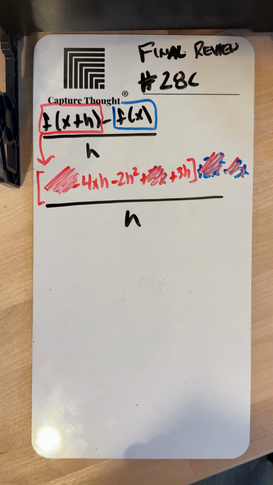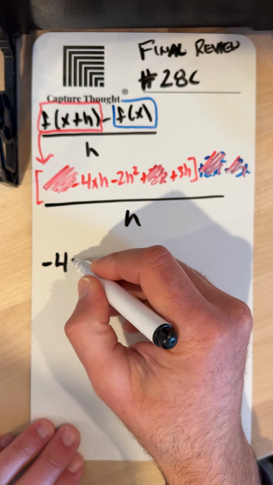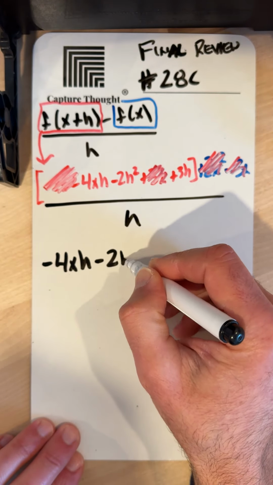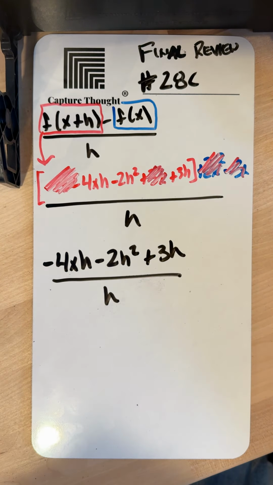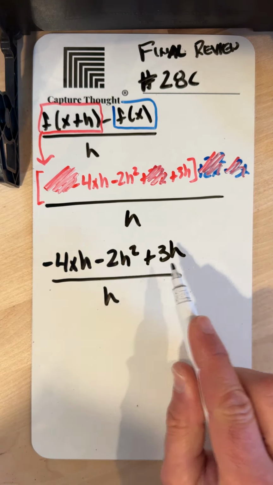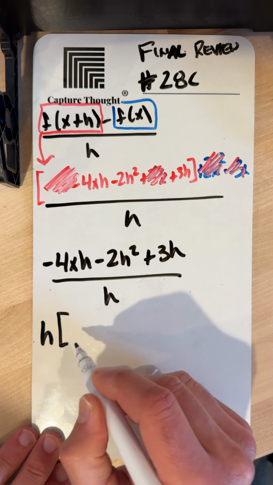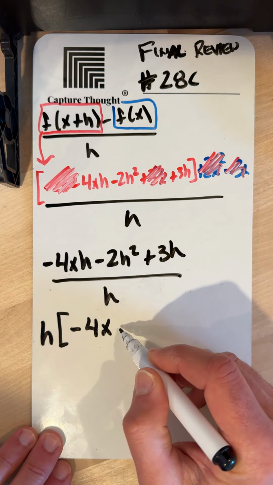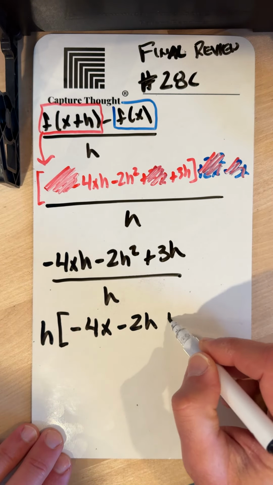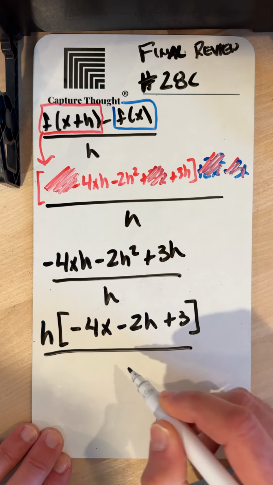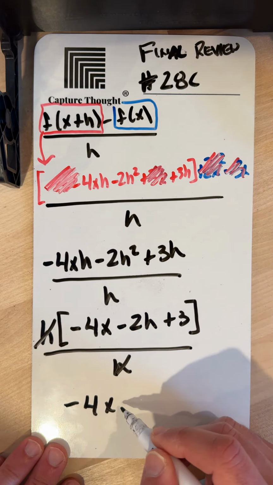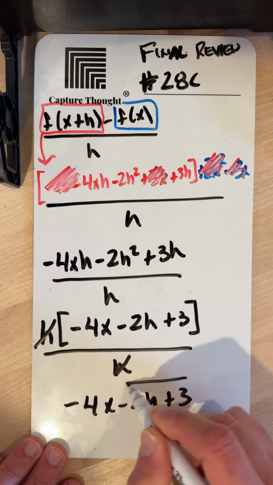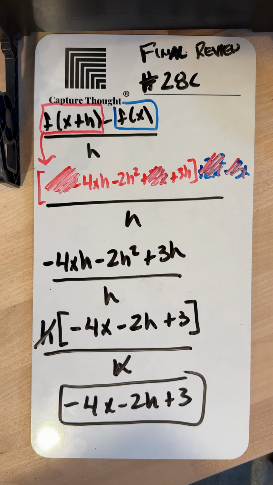So then what are we left with here to work with? It looks like I have a negative 4xh minus 2h squared plus 3h, and then all divided by an h. I'm noticing that there's an h in each of these terms, so I'm going to go ahead and take an h out. That's going to leave me with negative 4x minus 2h plus 3, and then all divided by the h. And then the h's are going to cancel. So the last thing I'm going to have is negative 4x minus 2h and then plus 3. And that would be our simplification and expansion for part C.